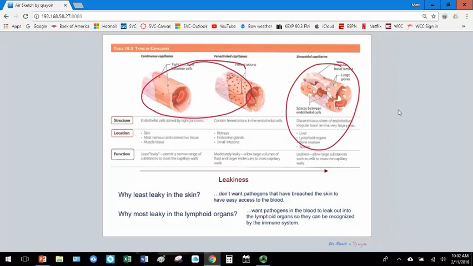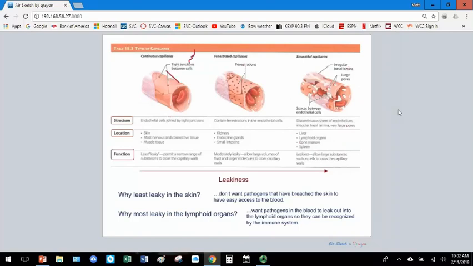And that has to do with the functions of them, okay? We don't want pathogens that have breached the skin to be able to easily get in through the capillaries. And same thing with pathogens that have breached the small intestine. We don't want them to have easy access into the blood supply. But when blood's flowing through these lymphoid organs, remember what's going on here. You have white blood cells all outside here looking for pathogens. And so you want them to be able to move into and out of the capillaries.